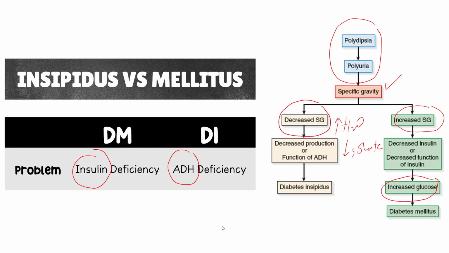Kasi 'di ba, there are times na si glucose magiging present na sa urine ng mga diabetic individuals because it is the way of our body to remove glucose or to lower down glucose concentration in the circulation. So therefore, increase yung specific gravity because of the presence of glucose in the urine.